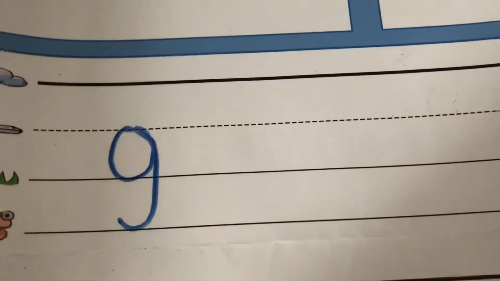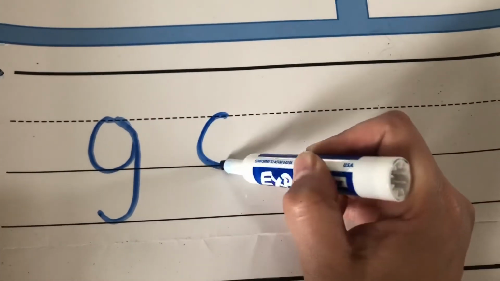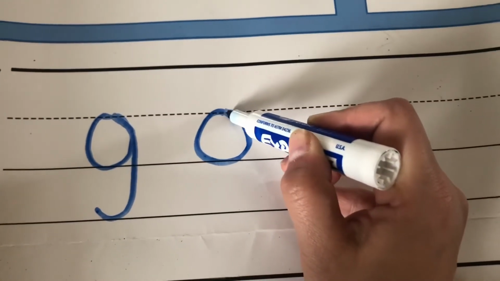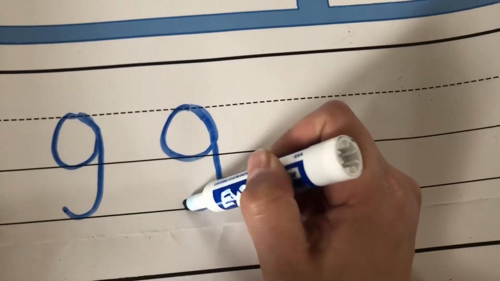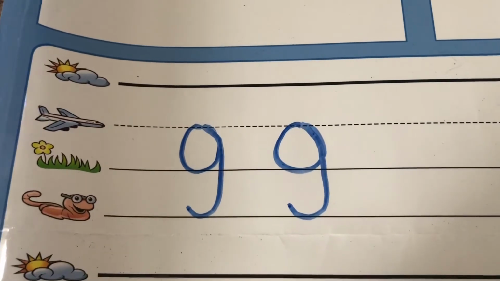So let's try that again. Starting at the plane line, going around to the grass line and then around back up to the plane line, tracing back down to the grass line and then all the way to the worm line, little curve. G, game, G.